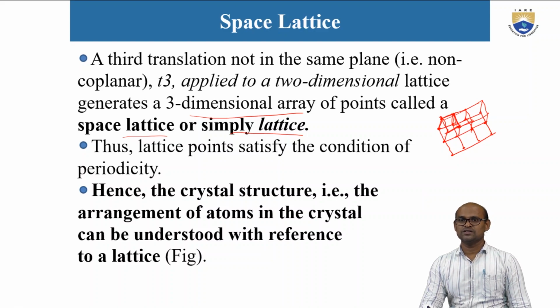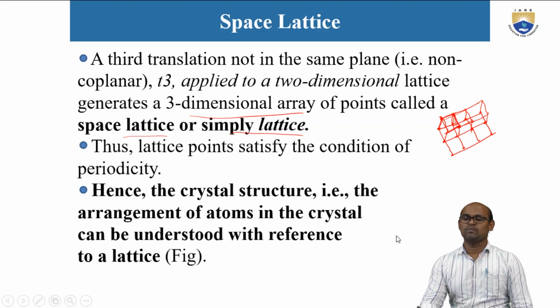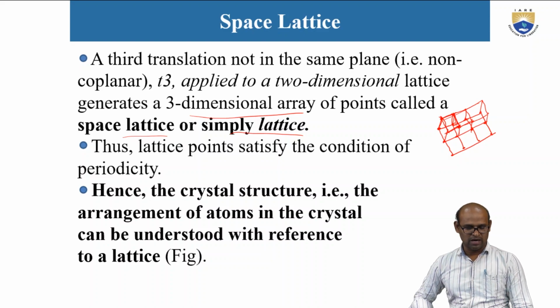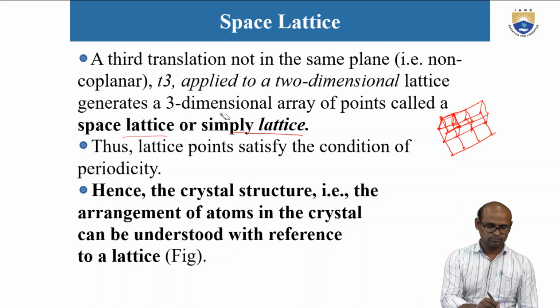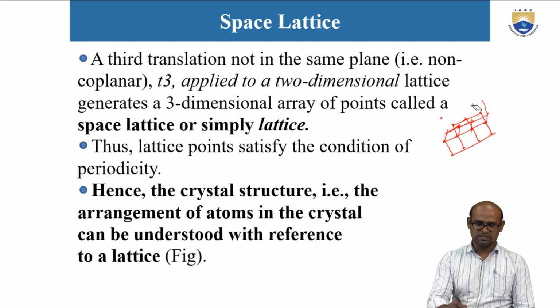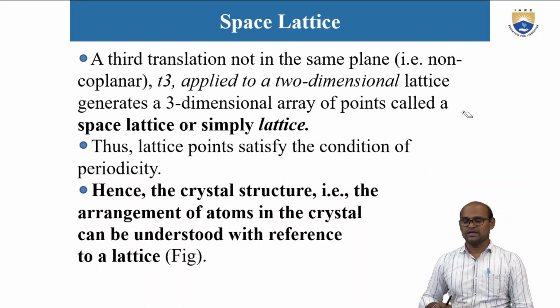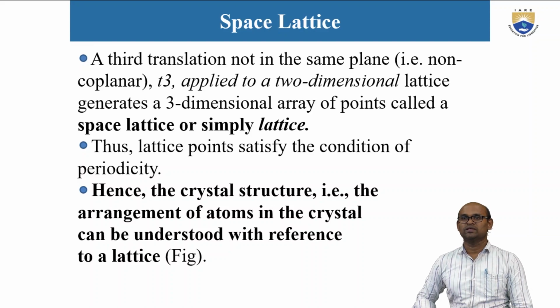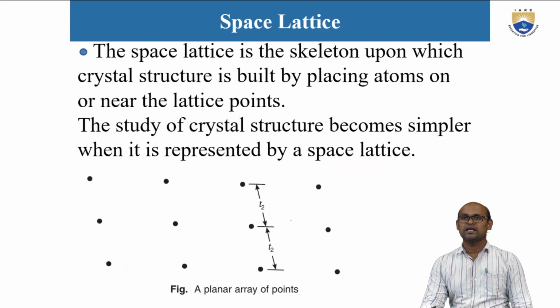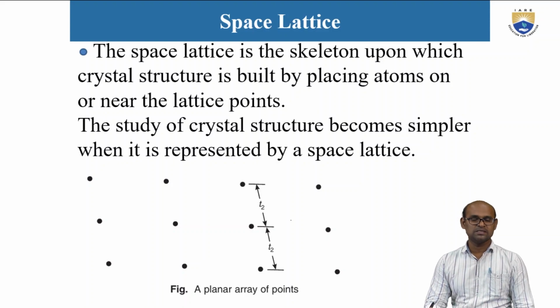So, to understand the crystal structure, we need to know the lattice. Without a lattice, it is very difficult to understand the crystal structure, because we represent the mean position of an atom by a point, and that is how we generate a lattice and understand the crystal structure. Now we have defined what a space lattice is, and how we generate it using translation. So the space lattice is the skeleton upon which the crystal structure is built by placing atoms near the lattice points. So how did we build this space lattice?